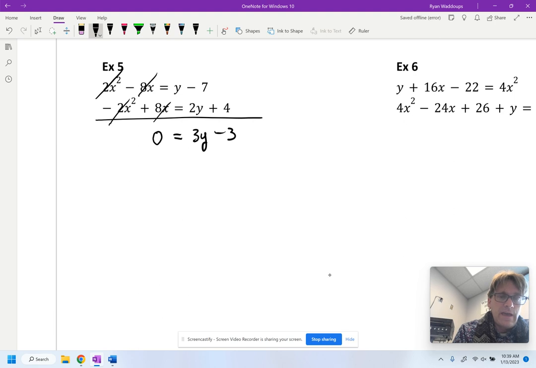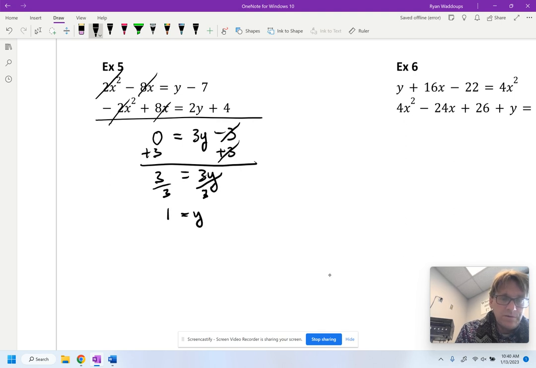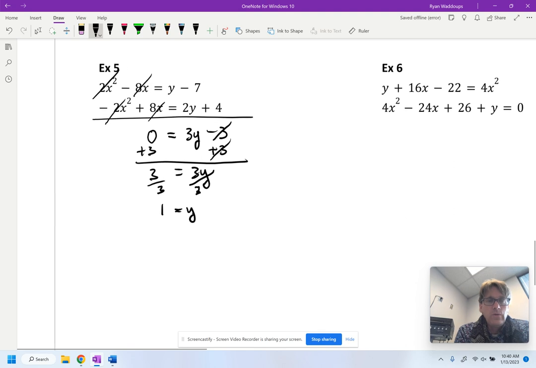If I add 3 to both sides of that new equation, I get 3y is equal to 3. And if I then divide by 3, I get that y equals 1. Now, I have one value of y. I'm going to go in here and find the corresponding values of x.